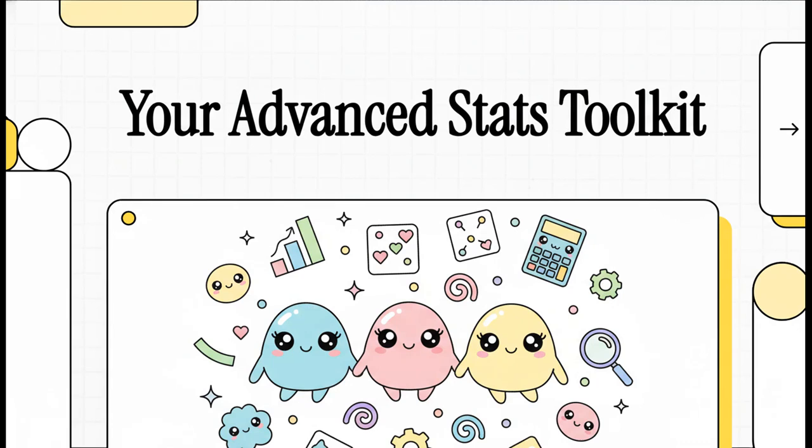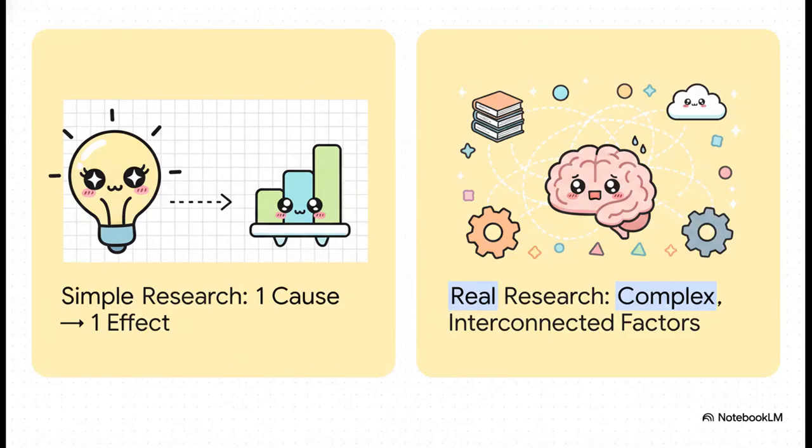All right, let's talk about upgrading your research toolkit. We're going to demystify 4 really powerful statistical methods designed to handle the messy, complex questions that we all want to answer. You know, when you're doing research in fields like education or linguistics, it's never just a simple one cause, one effect situation, right? The real world is, well, it's messy. Everything's interconnected. So the big question is, how do we actually make sense of all that? Well, let's dive into the tools that can help.